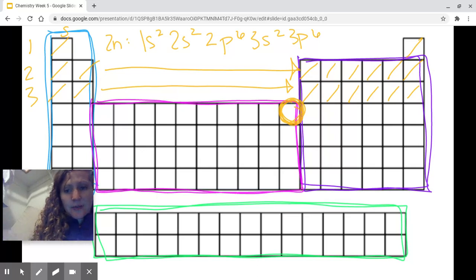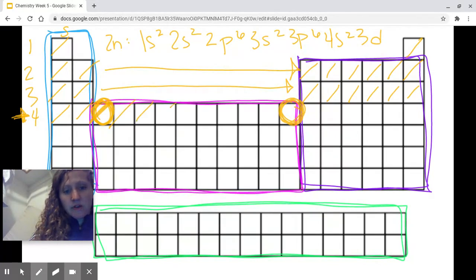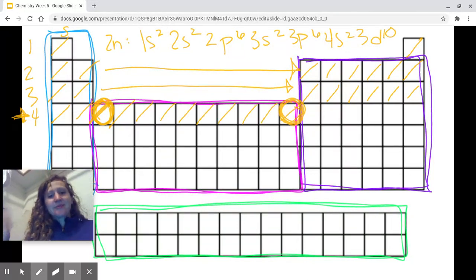All right. Now I'm in the 4s block. So 4s, there's 2 there. Now here I'm in the 3d. Remember, the d's are offset by 1. So I am in the 4th row, but d's are offset by 1. So this is going to be 3d. So 3d, 1, 2, 3, 4, 5, 6, 7, 8, 9, 10. 3d10. There is my electron configuration.